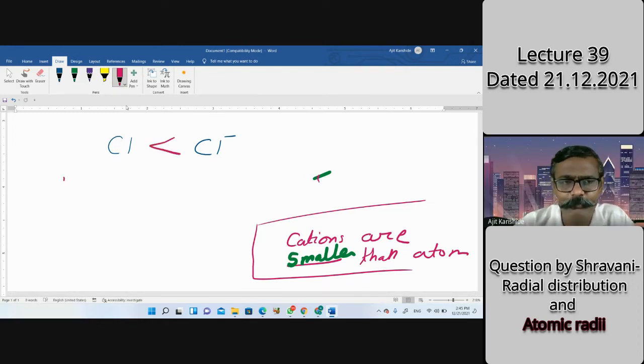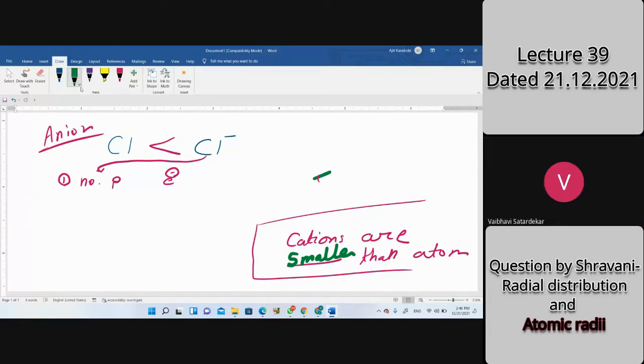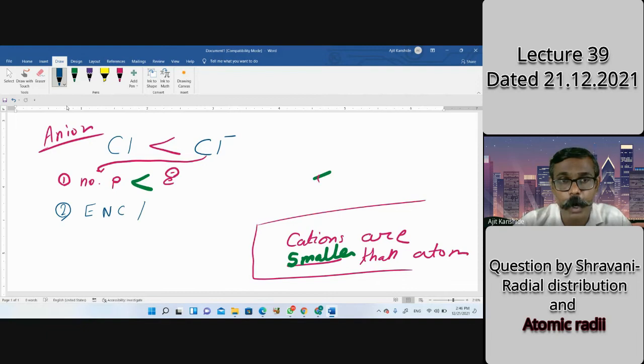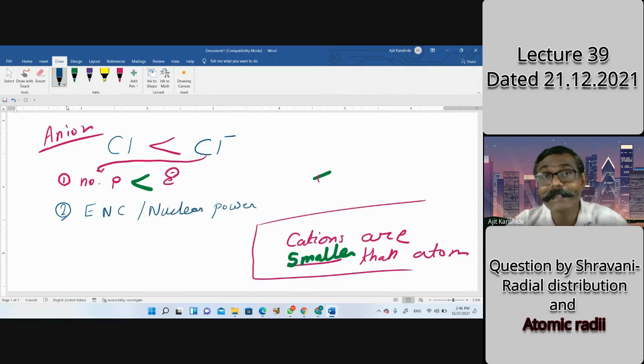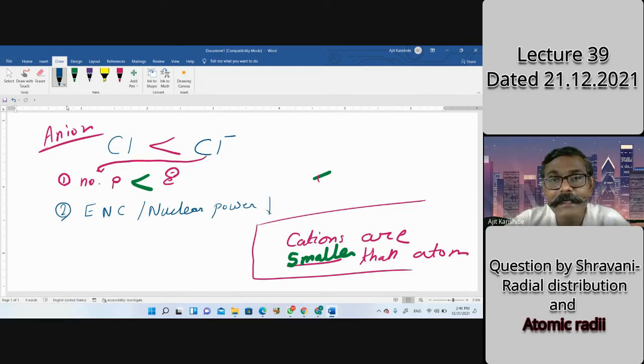Why? Stepwise, let us go. First point, in case of anion, I'm talking about the number of protons and electrons. In case of anion, who is more, electron or proton? Electrons. Because of that, it has a negative charge. Now, second point. Due to this, will the effective nuclear charge or nuclear power increase or decrease? Electrons are more, so the effective nuclear power will decrease.